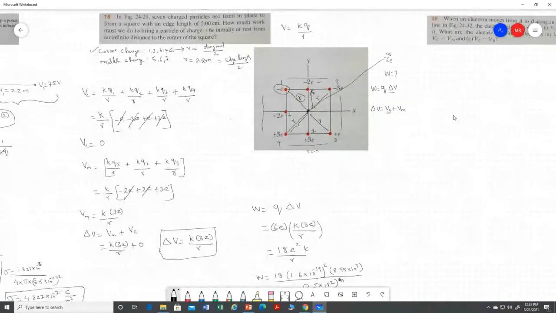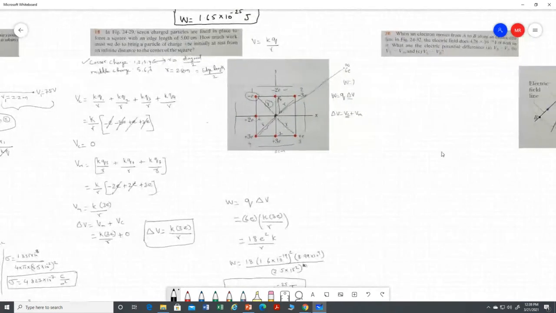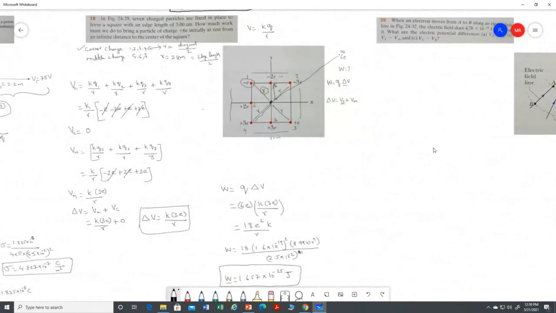Doctor, is the Q given, plus 6e? My dear, the K value, E value, everything will be given. So don't worry. Clear? Yes. I have a question.